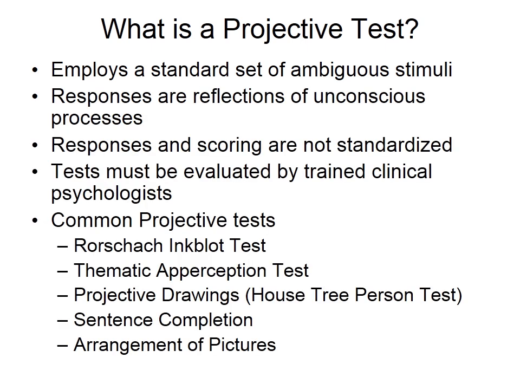So we kind of talked about the projective test a little bit. Again, a projective test employs a standard set of ambiguous stimuli. So these can be ink blots, they can be word completion stems, so basically sentences that are half done and you have to finish the sentences. They can be drawings, pictures that you have to put a story to. And the idea is that responses are reflections of unconscious processes.